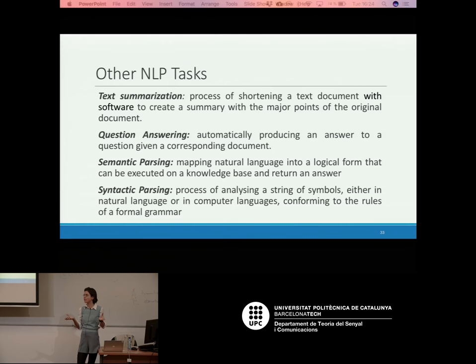You have semantic parsing, where you map the natural language into a logical form. And syntactic parsing, which is the process of analyzing a string of symbols and transforming them into a formal grammar. Again, all these things have used the approach that was originally proposed for machine translation. So in all these applications, this sequence-to-sequence with attention has succeeded. Sometimes with attention, sometimes without attention, but it is this encoder-decoder.